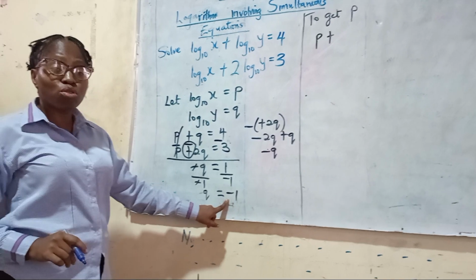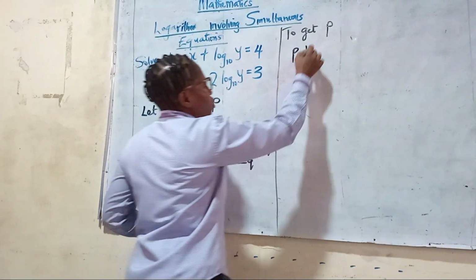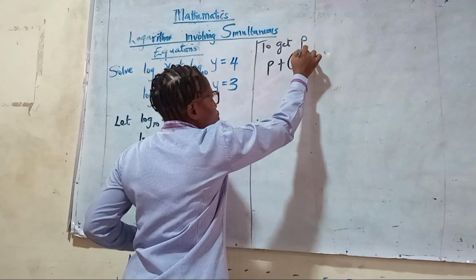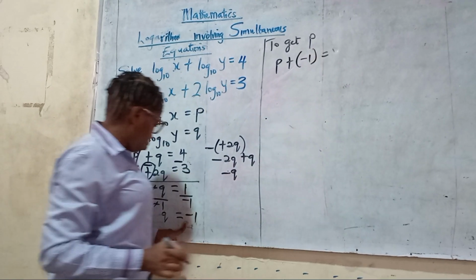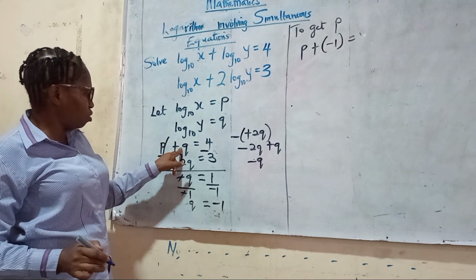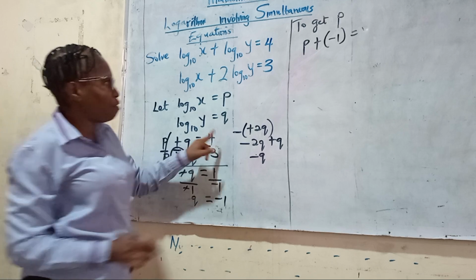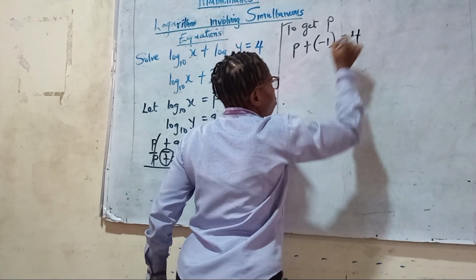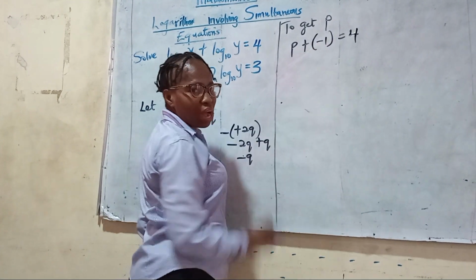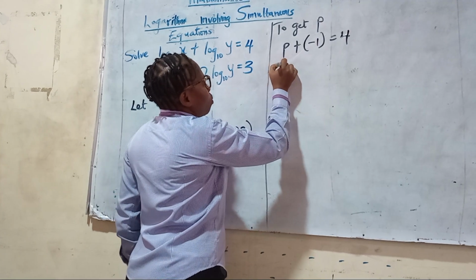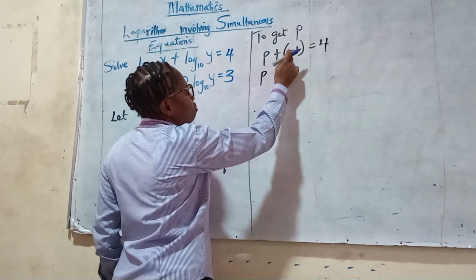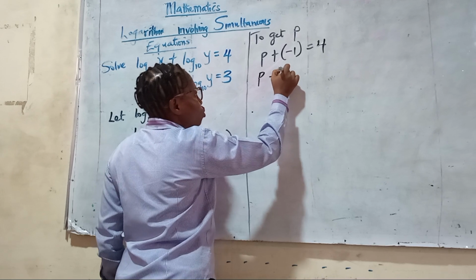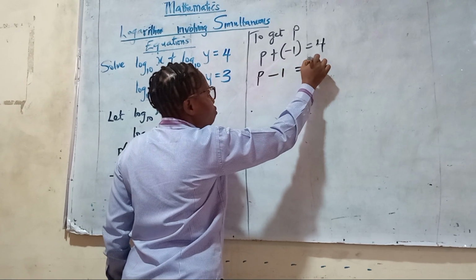We got q to be minus 1. So instead of writing q here, I'll write minus 1. The completion of this equals to 4. Now we can open our brackets. We have p plus times minus, that is p minus 1 equals to 4.